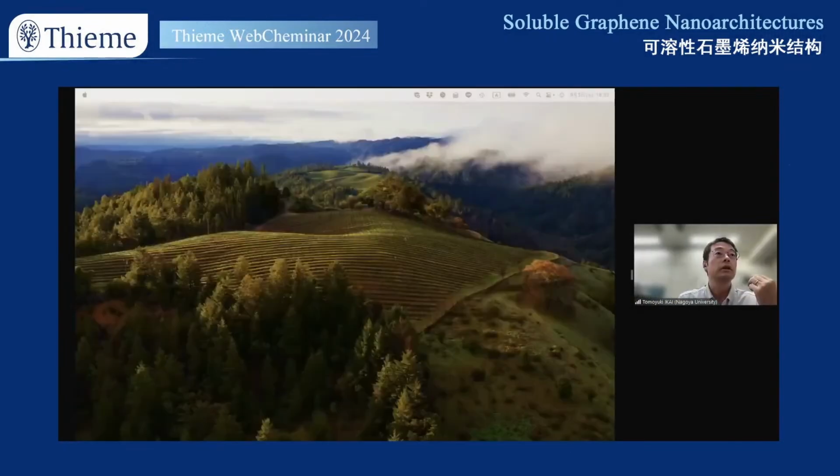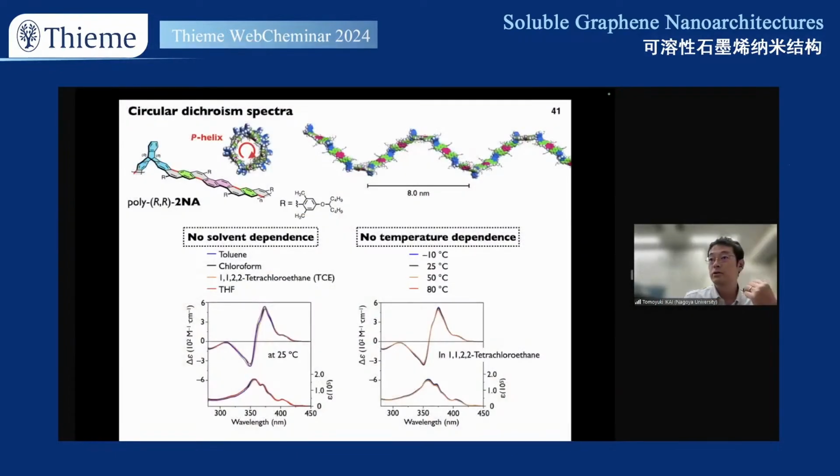Okay, thank you for the question. I think this question is about this slide. I just chose this solvent, but we also measured the CD spectrum in other solvents, and there was almost no change. This is due to the very rigid conformation of these chiral rubber polymers. So the choice of solvent does not have a big meaning.